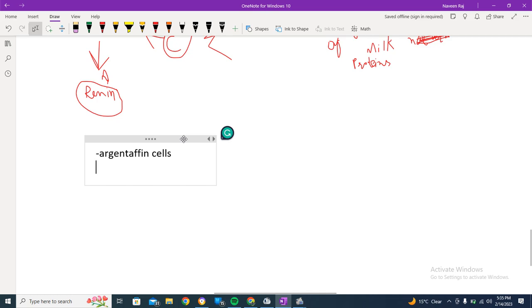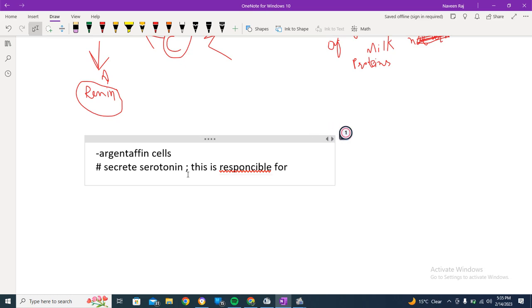First of all, they will secrete serotonin, which is responsible for the peristalsis movement of stomach.